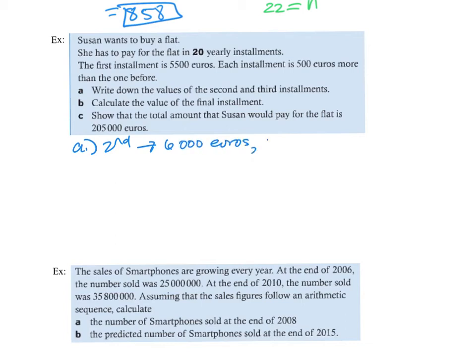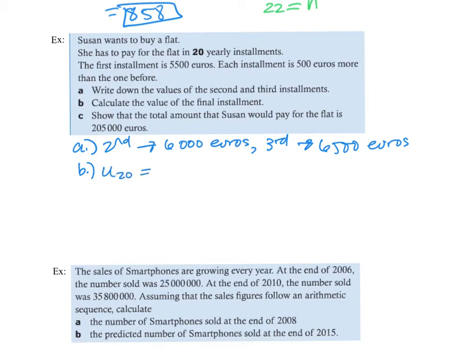And then the third installment is going to be 500 euros more than that. So that would be 6,500 euros. Okay, and then letter B says, calculate the value of the final installment. So that's the 20th term, because there's going to be 20 installments. So in other words, we're asked to find U sub 20.